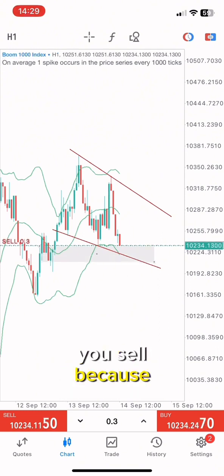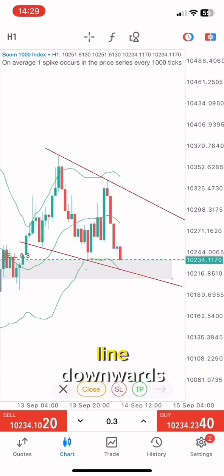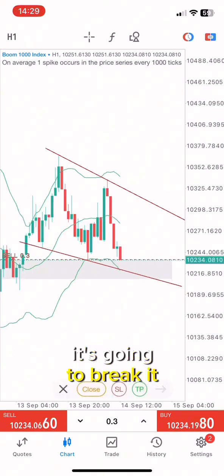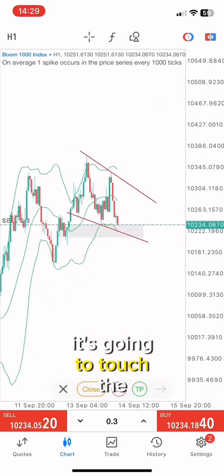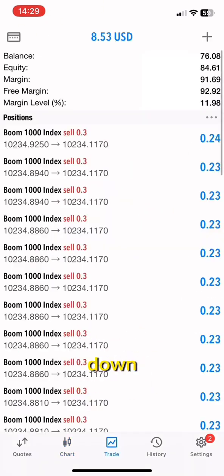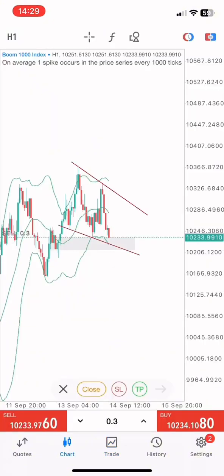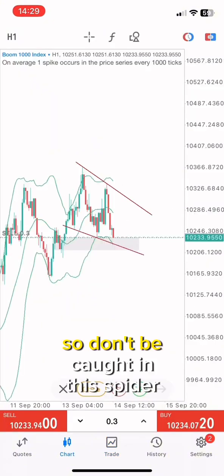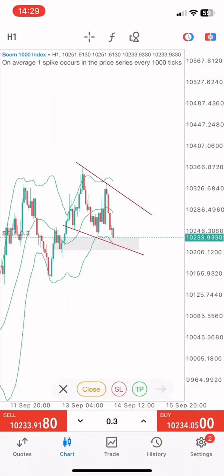You sell because it's going to break that trend line downwards. It's going to break it. When it breaks it, it's going to touch the Bollinger Band. When it touches the Bollinger Band, the next candle will even go down and then go up. So don't be caught in this spider web.